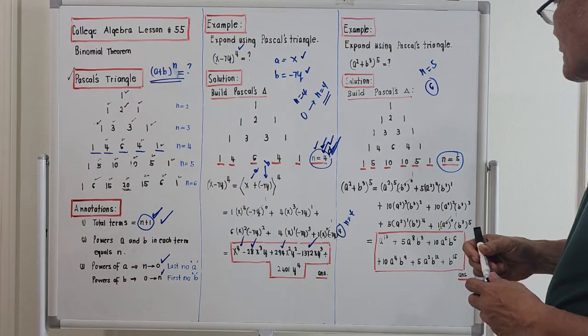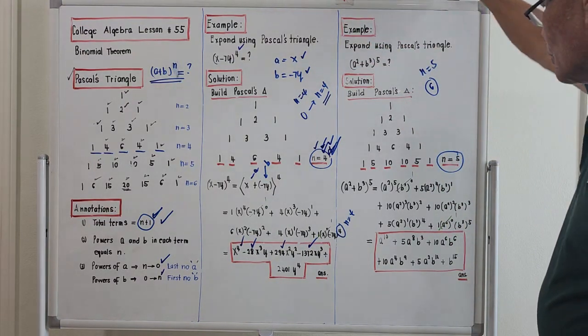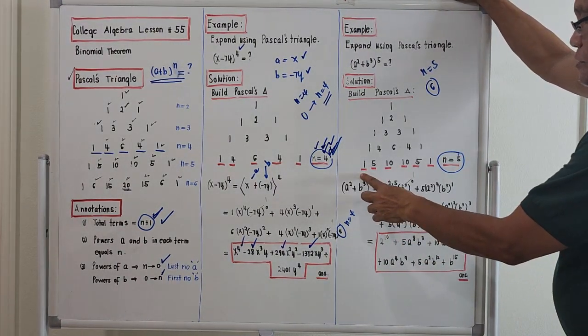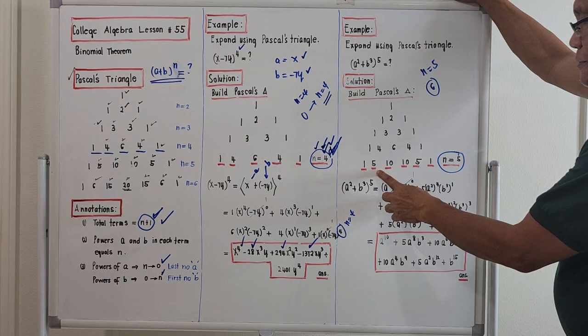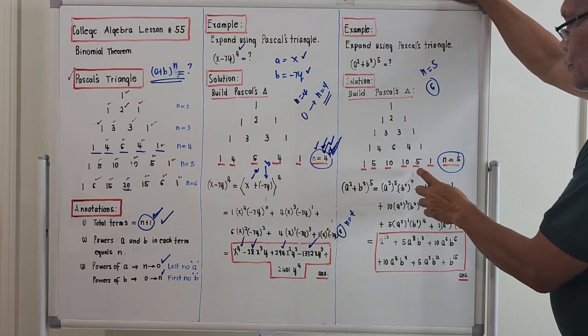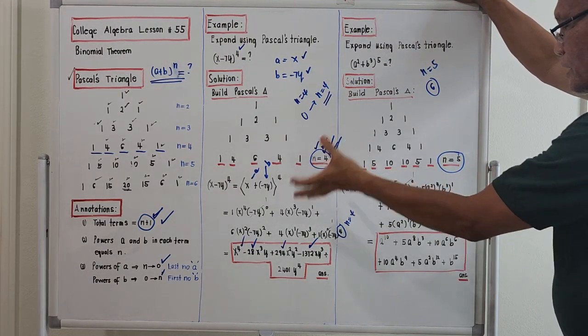So the coefficients of the binomial expression a squared plus b cubed will have the values: the first term has a coefficient of 1, second term will be 5, third will be 10, fourth will be 10, fifth will be 5, last one will still be 1. Okay, let's try to expand now.